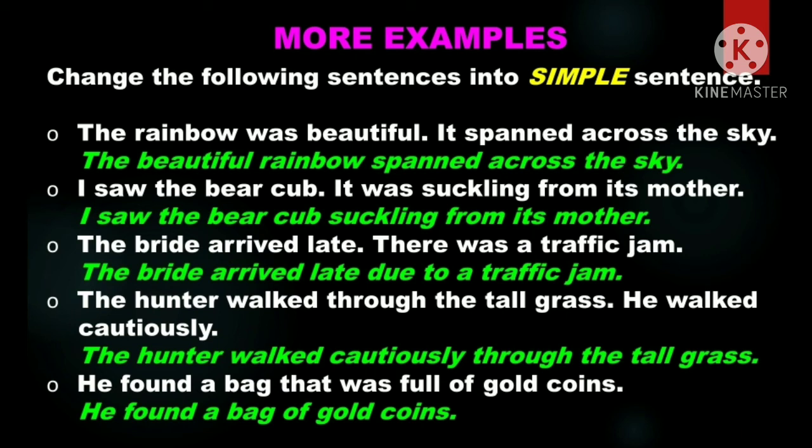Look at the next example. The bride arrived late. There was a traffic jam. So when it changed as simple, then "the bride arrived late due to a traffic jam." And look at the next example. The hunter walked through the tall grass. He walked cautiously. So when it changed as simple, "the hunter walked cautiously through the tall grass." Look at the last example. He found a bag that was full of gold coins. So when it changed as simple, then it will be occurred as "he found a bag of gold coins."